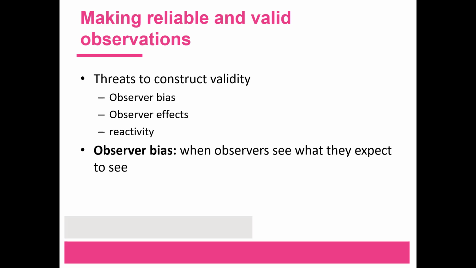We always need to be concerned with the construct validity of observations, and construct validity can be threatened by observer bias, observer effects, and reactivity. Observer bias is when observers' expectations influence their interpretations of participants' behavior or the outcome of the research. Observers rate behaviors according to their own expectations or hypotheses, instead of rating behaviors objectively.